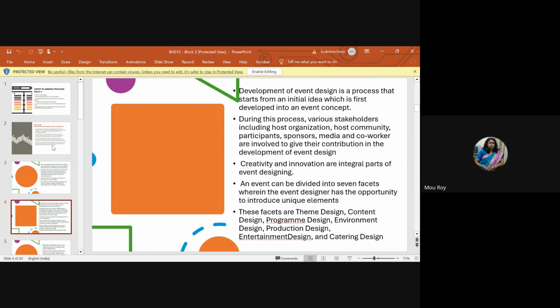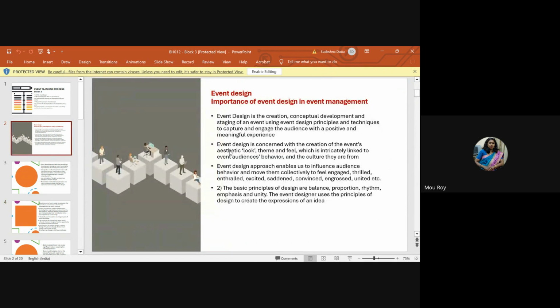Maybe the program will go on for 4 hours, and then there's the environment design. Yes, because loud noise and such also have a negative impact on the environment, so you have to design that the environment is not being polluted. Sustainability has to be maintained. Then production design, the one who does all the work in the field. Then the entertainment design and catering design.